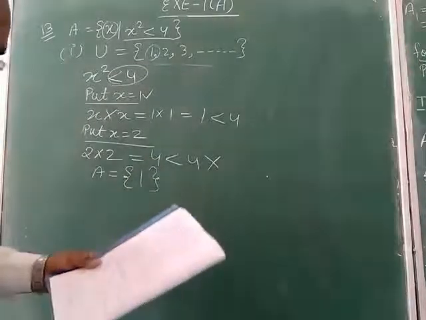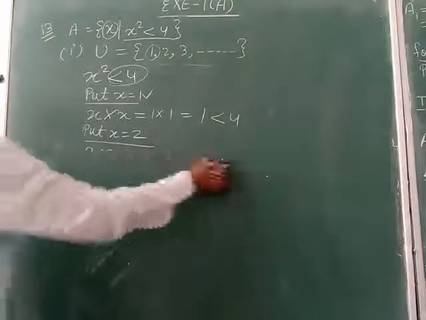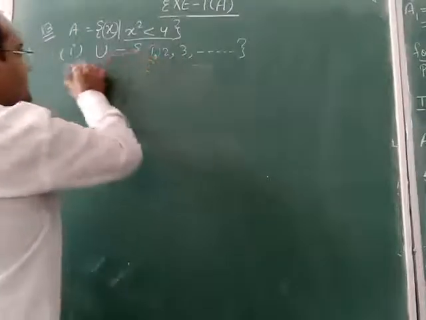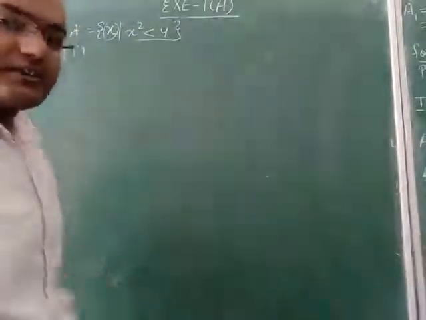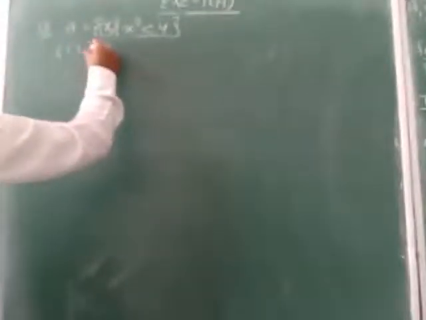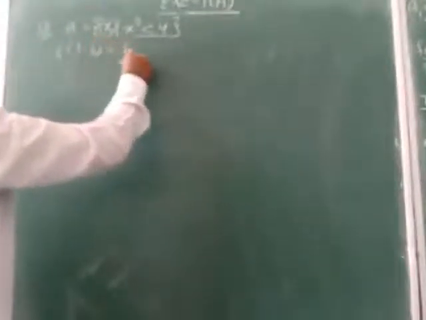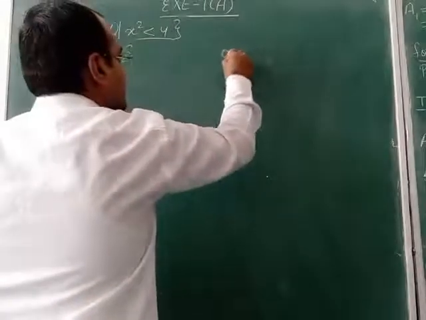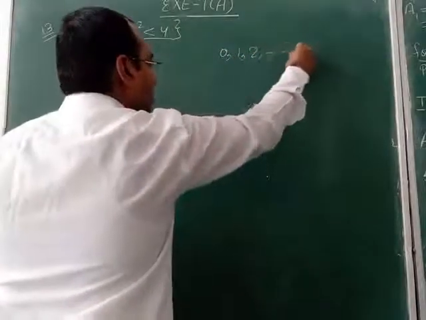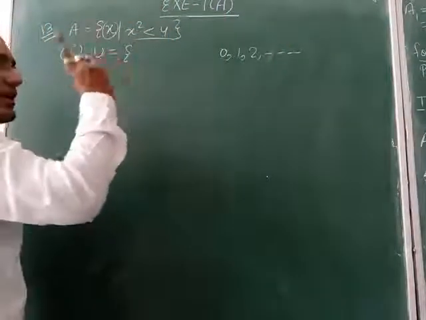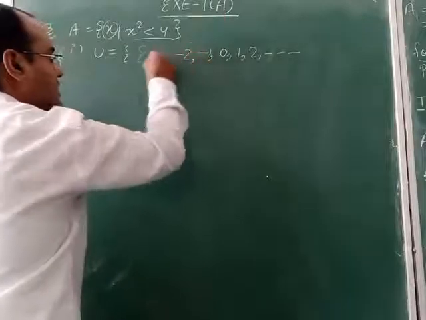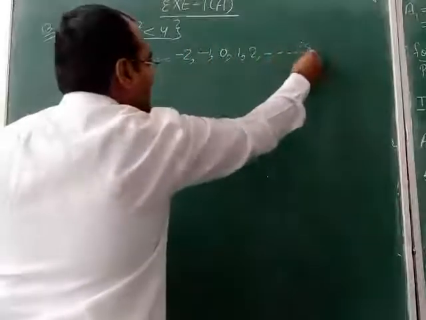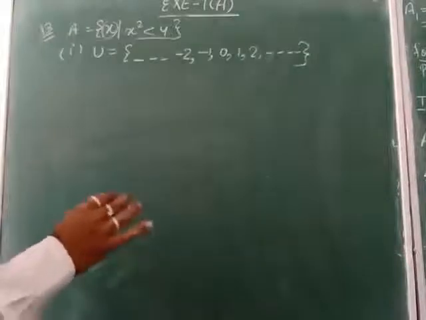Now in part number third, if you observe, the heading of the question is the same, and in the third part it is given that the universal set is Z. Z means integers. Integers means 0, 1, 2 and so on. All the positive numbers come in the integers category. Negatives also, -1, -2 and so on. All these numbers come under the category of integers.